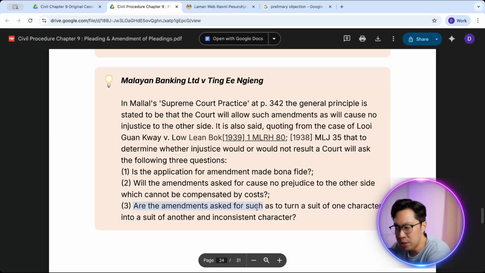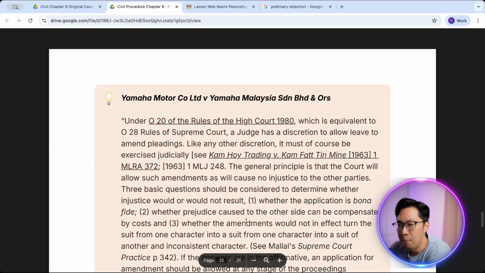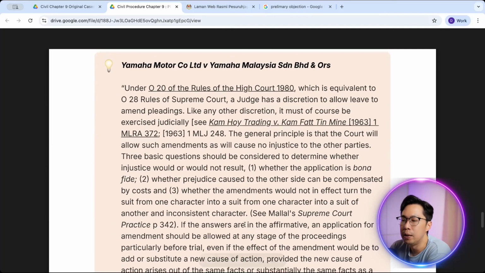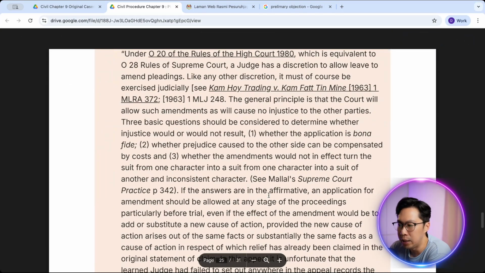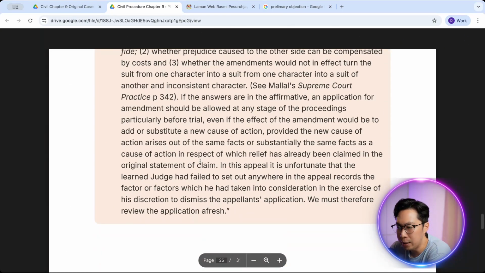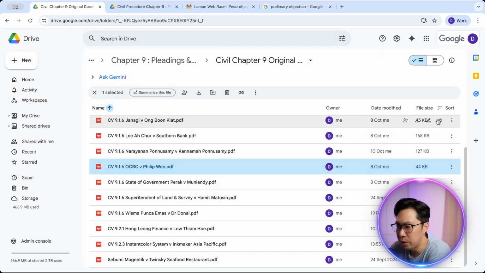Are the amendments asked for such as to turn the suit of one character into another? Because you amend, you totally change it. Just now you saw one of the cases, the other party said nuisance, negligence, change it. But the court said no because the same facts give rise to it. So you see, you have to analyze the facts. Yamaha basically reaffirmed Malayan Banking and Ting Yin Yang. Yamaha said the same thing as in Malayan Banking and Ting Yin Yang. Okay, you can read this on your own. You see here, whether bona fide, costs, or this thing. I didn't give you any of these 3 cases here.